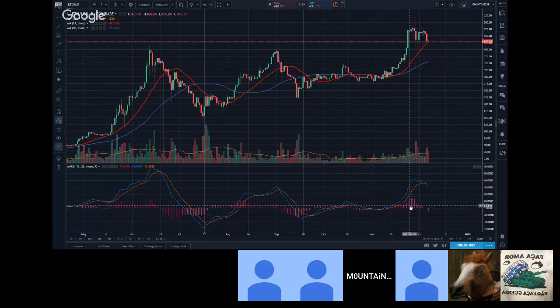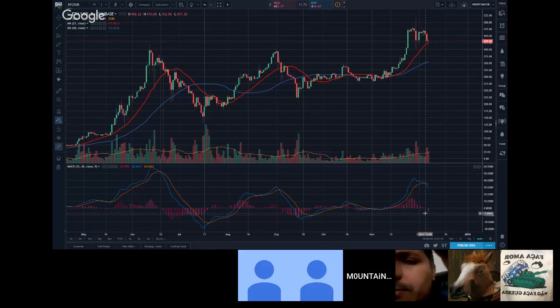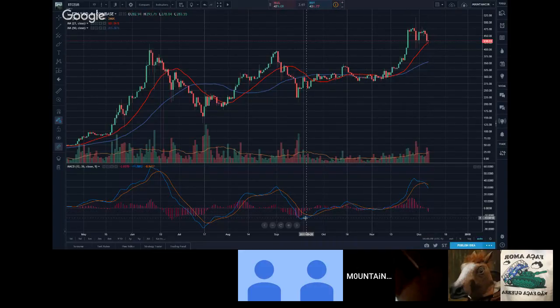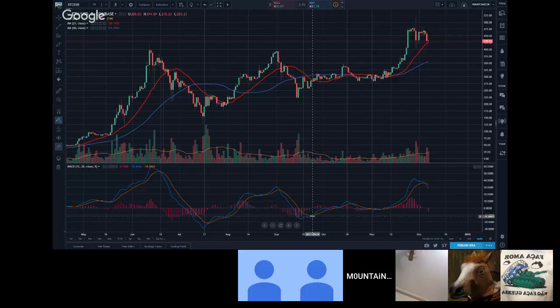Now, conveniently, they take this histogram here and they plot it going over and under zero. So here our histogram is above zero, and then all of a sudden here it dips below zero. If you see a histogram go below zero, that is, for a lot of people, a signal to sell. Conversely, they will use the opposite. When our MACD goes up above our signal line, like right here, that's a buy signal.